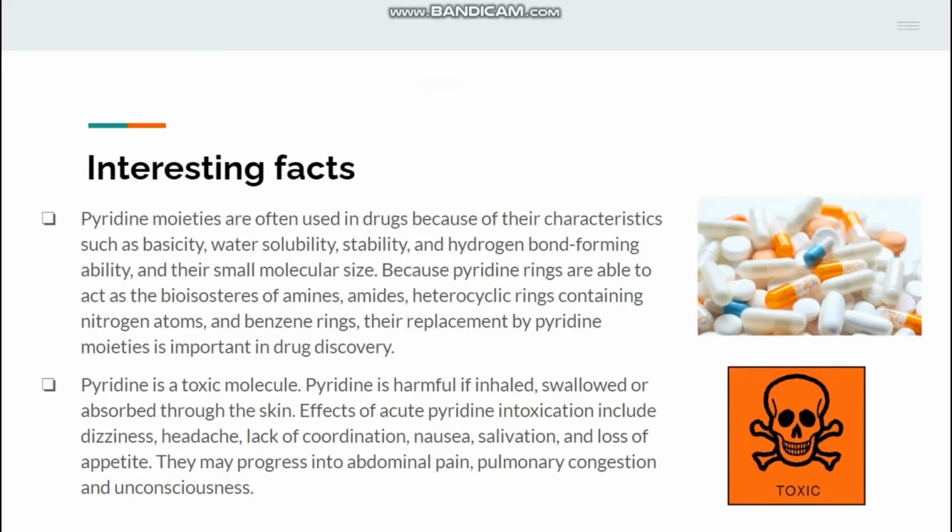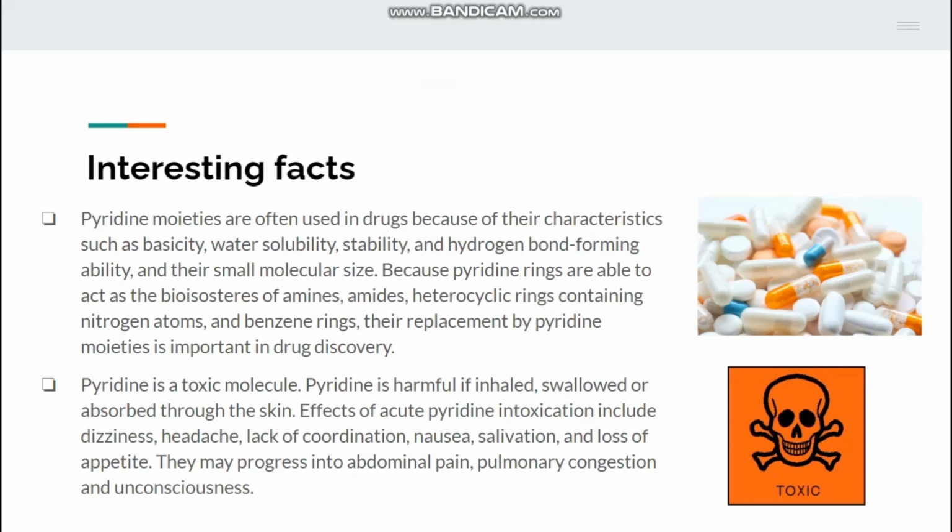Pyridine moieties are often used in drugs because of their characteristics such as basicity, water solubility, stability, hydrogen bond forming ability, and their small molecular size. Because pyridine rings are able to act as the bioisosteres of amines, amides, heterocyclic rings containing nitrogen atoms, and benzene rings, their replacement by pyridine moieties is important in drug discovery.